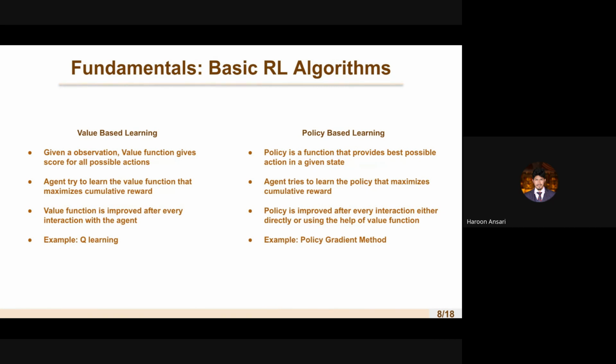Let's say the value function is giving me the value corresponding to every action in a given state. So let's say there are three actions, 1, 2, 3, and according to the value function, the value corresponding to 1 is 2, then 2 is 5, and 3 is 1. So here the best action is 2, so I will take that action. So in value based learning, we try to learn the value function that correctly tells us, for a given state, what is the value of the different actions we can take.